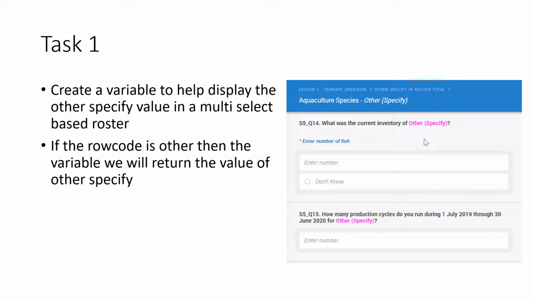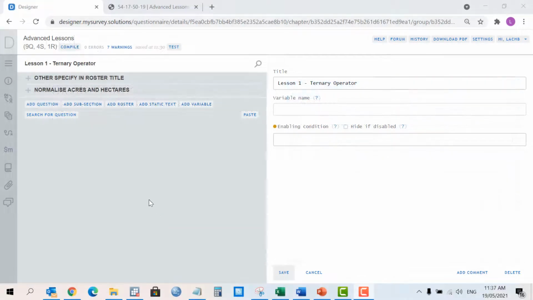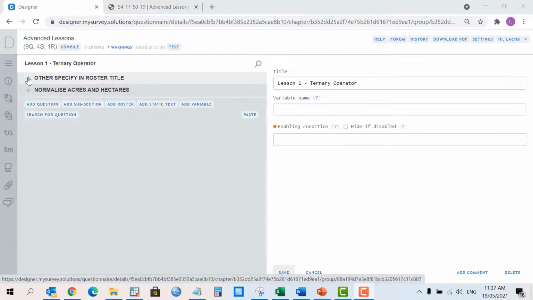How are we going to do it? Well, we're going to ask our condition to say that if the row code is the row for other, then in our variable, we want to return the value of that other specify type-in box. If the row code is any other, so not other specify, we're going to return an empty space into that variable.